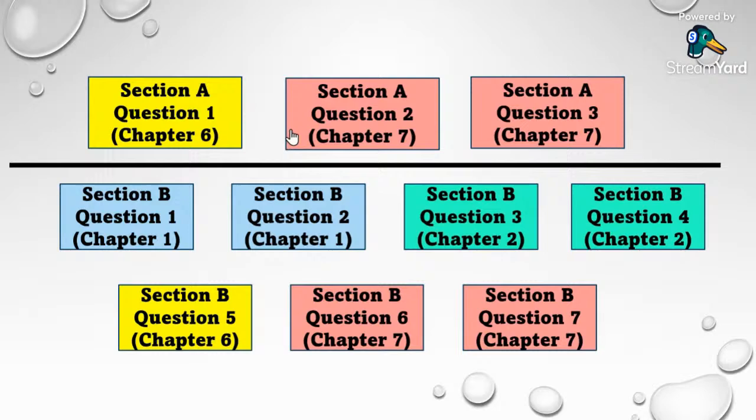We start with the discussion on section A, question 2, section A, question 3, section B, 6, section B, 7. We start with the last chapter first. Then followed by chapter 6, sequence and series, which is section A, question 1, section B, question 5. Then only back to chapter 2, chapter 1. So this is the sequence that I would like to follow for the discussions today.